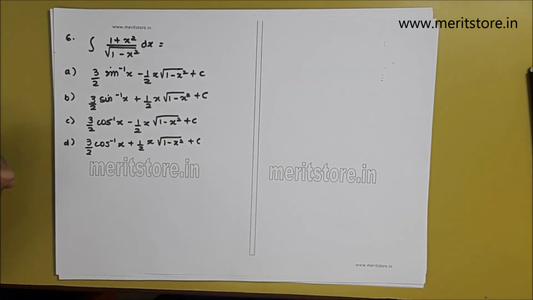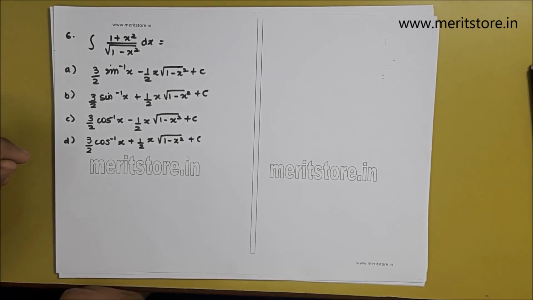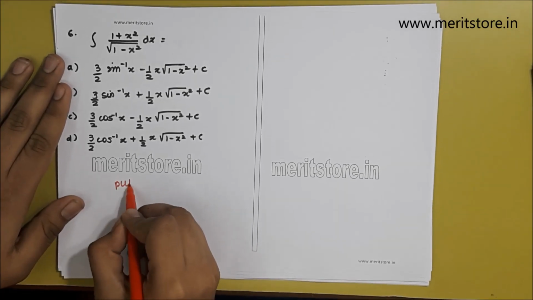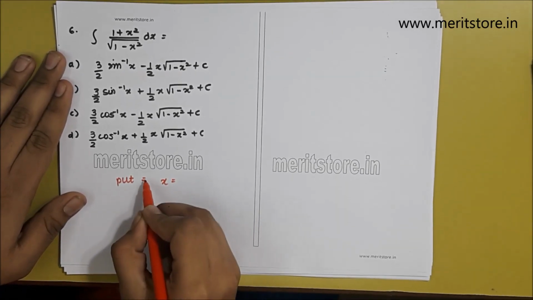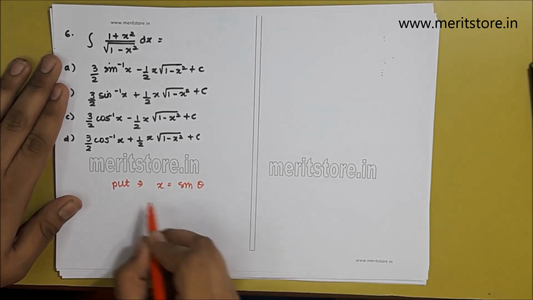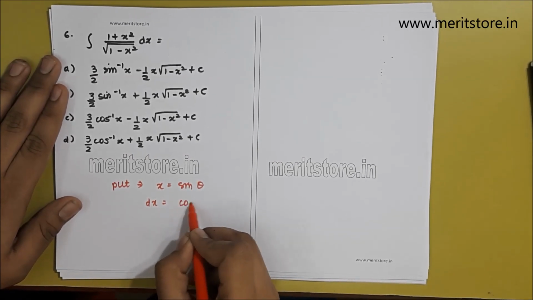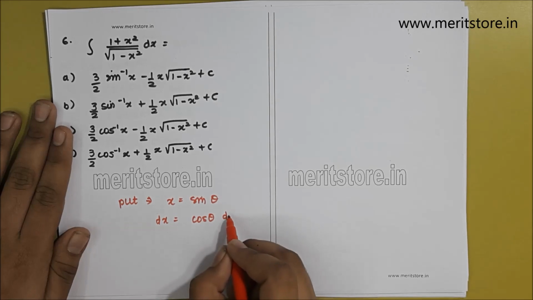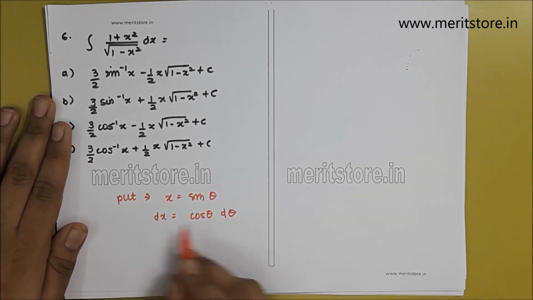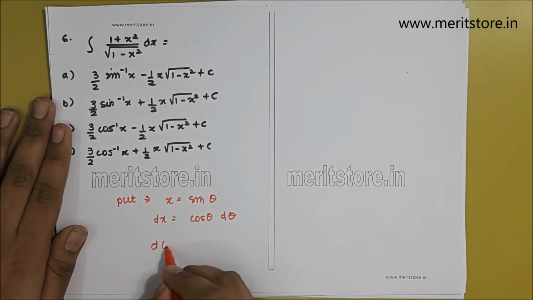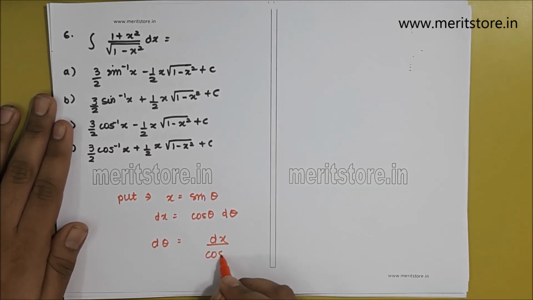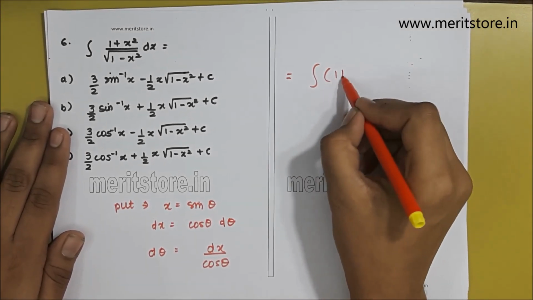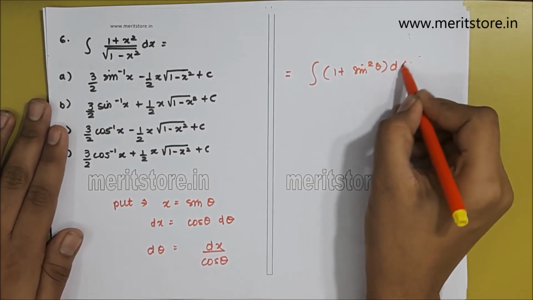Question number 6. Integration of 1 plus x square upon square root of 1 minus x square dx is equal to. Now to solve this question, what we can do is we can put value for x, that is x is equal to sine theta. Differentiating both the sides, what we get is dx is equal to cos theta d theta. Differentiating both the sides, what we get is d theta is equal to dx upon cos theta. Now resubstituting the values in the equation, what we get is integration of 1 plus sine square theta d theta.